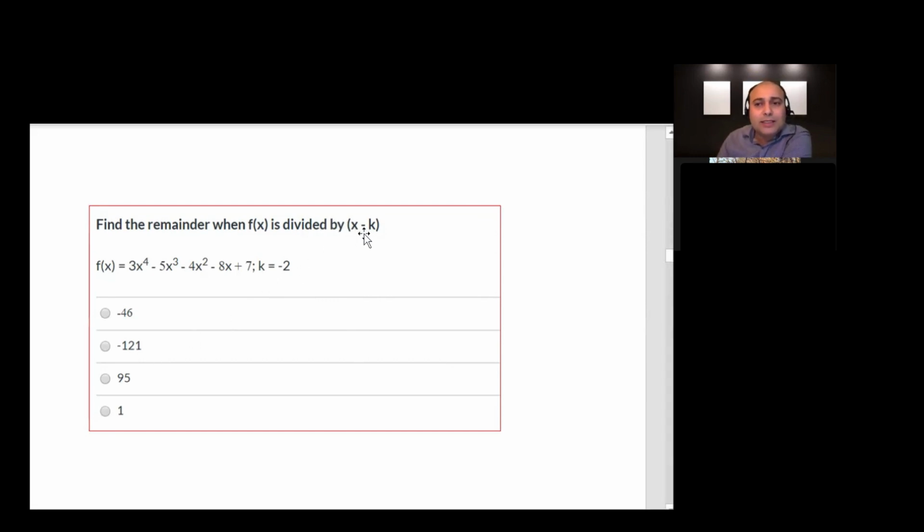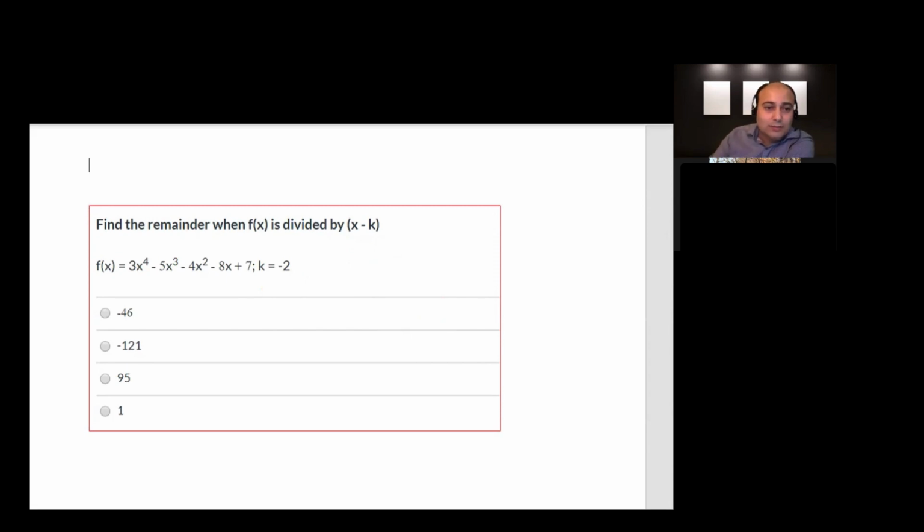If you look at this question right here, it says, find the remainder when f of x is divided by x minus k, where k is -2. So if I rewrite this, it will be x minus -2, which is x plus 2. Now, if we make this equal to 0, you get x equals -2, which is the same as this. Ignore what I just said. I'm confusing everybody here.